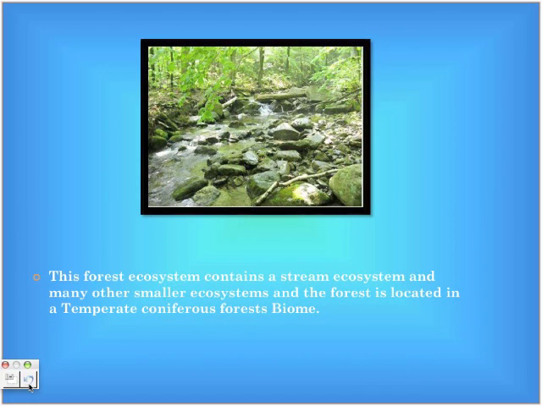Okay, so here we have a forest, but it's a temperate coniferous forest biome. As we see, you have different ecosystems, such as the river, which contains fish that are part of an ecosystem, a river ecosystem. This also contains many other smaller ecosystems. This would be classified as a temperate coniferous forest biome.